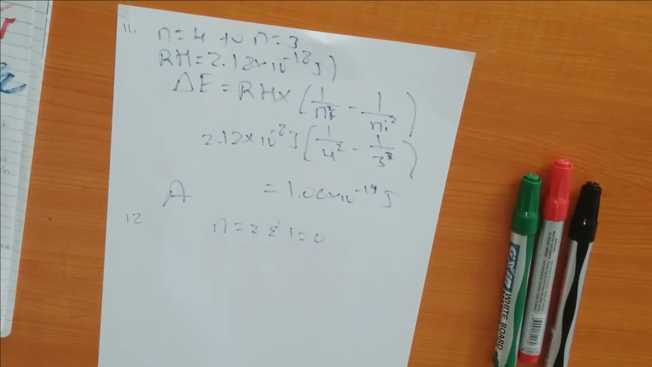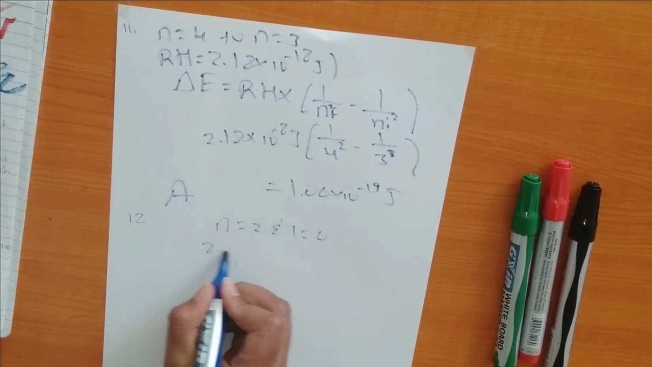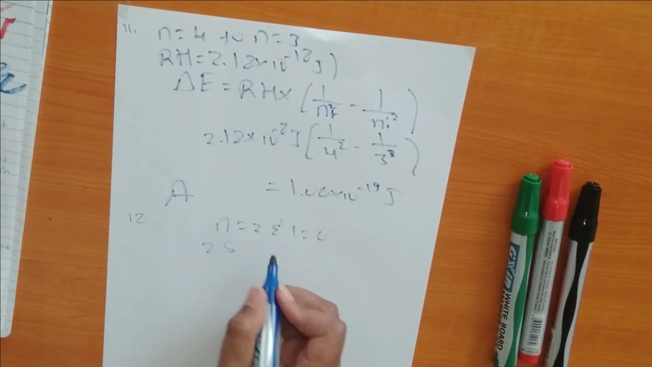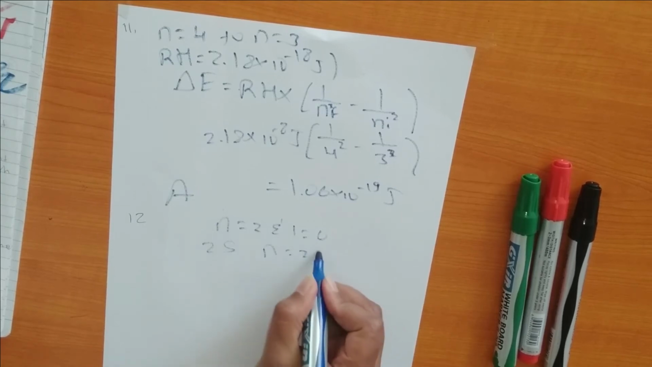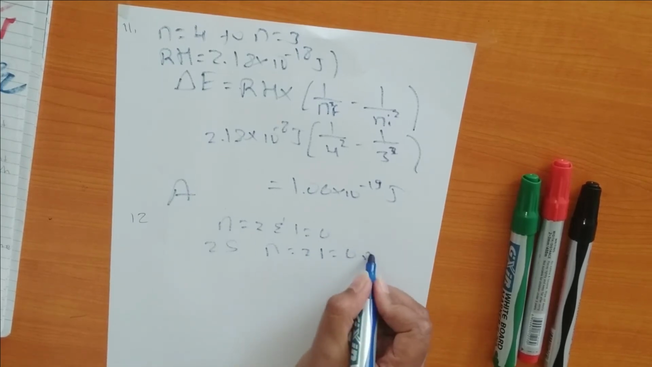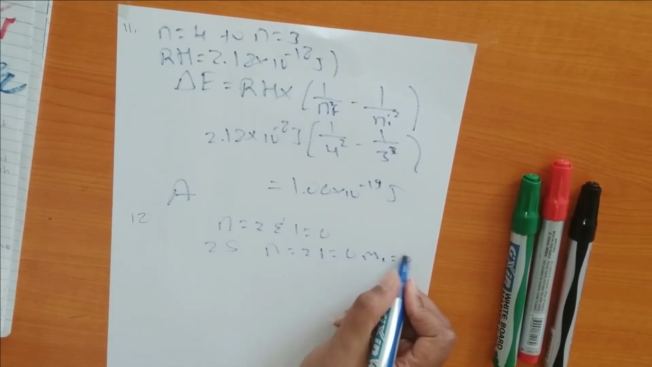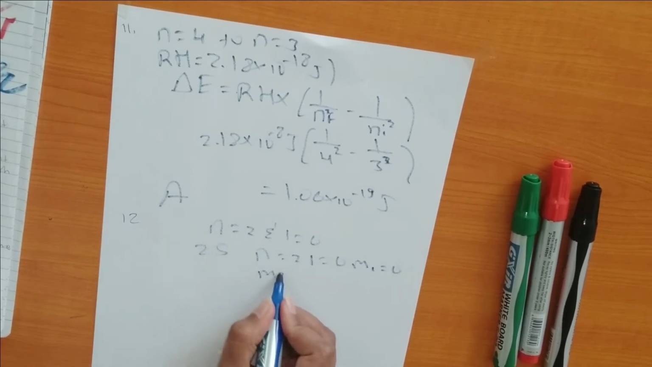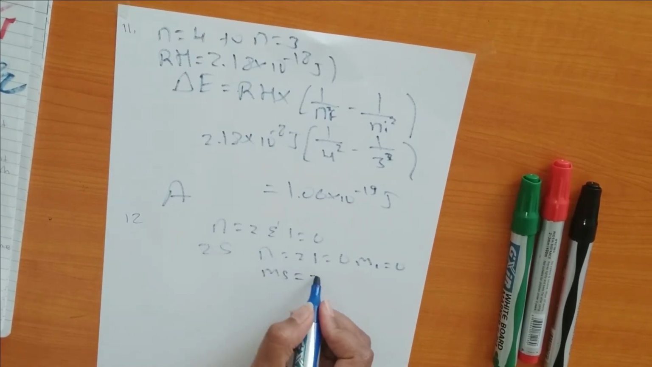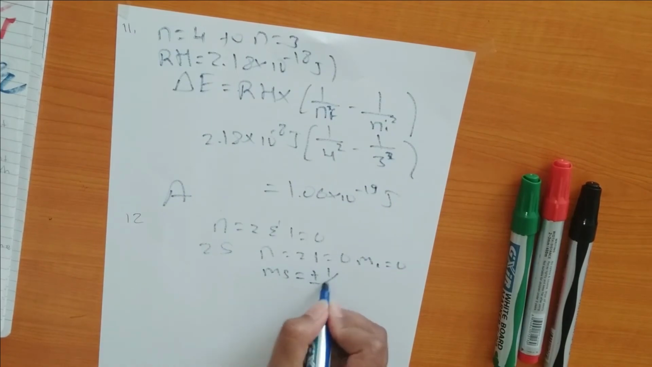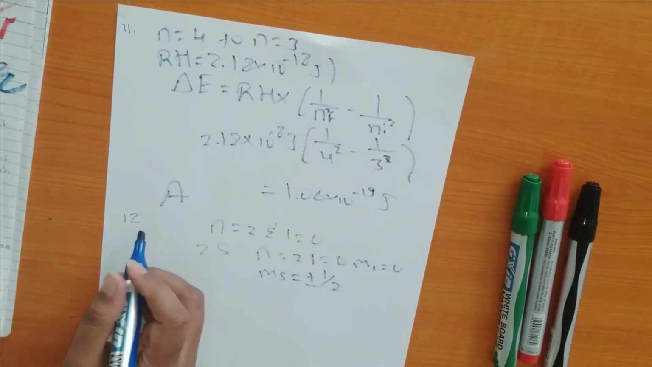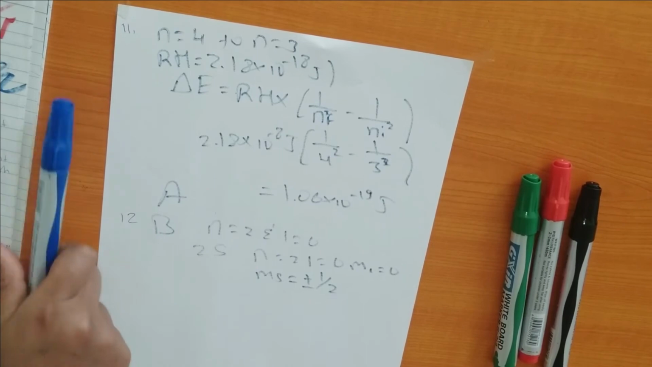So the solution: n = 2 and l = 0 means 2s. So it means our orbit is 2s. When you write the 2s, n = 2, l = 0, ml = 0, and our ms will be how much? Plus or minus how much? Half. So our answer will be B.